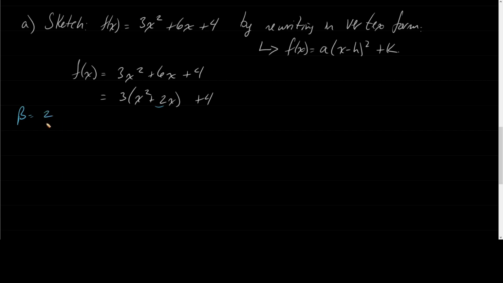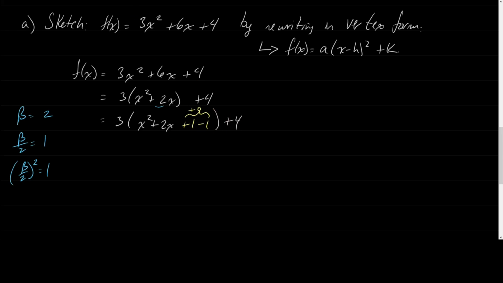I set that equal to 2, but I don't care about that right now. I care about beta over 2, which happens to be 1. But what I really care about is beta over 2 squared, which is also 1. And what we're going to do with that is add 0. So we have 3 times x squared plus 2x, and here's where we add 0: plus 1 minus 1, right? That's just adding 0. And then that plus 4.